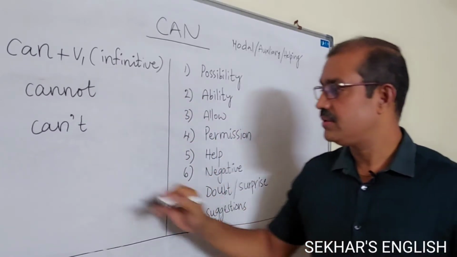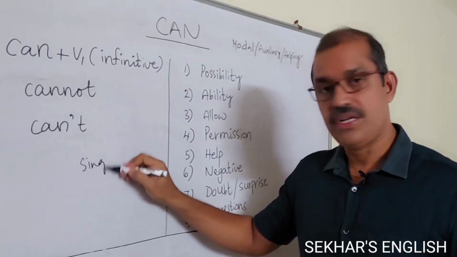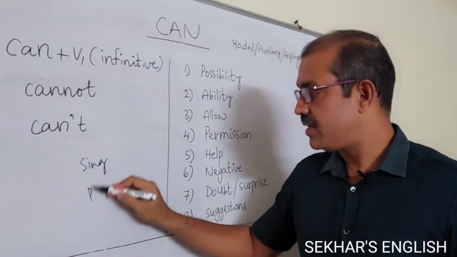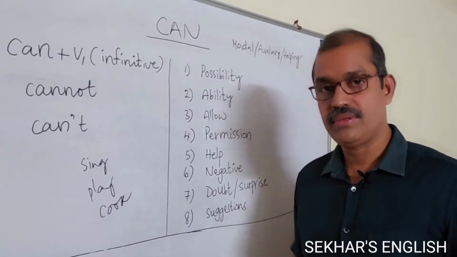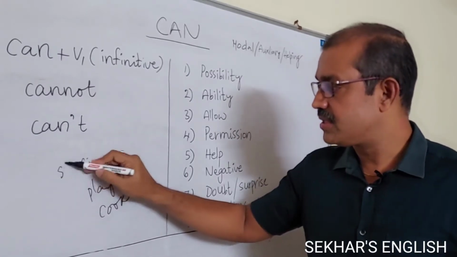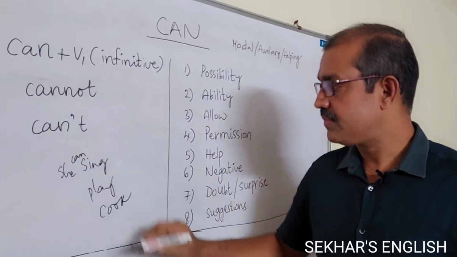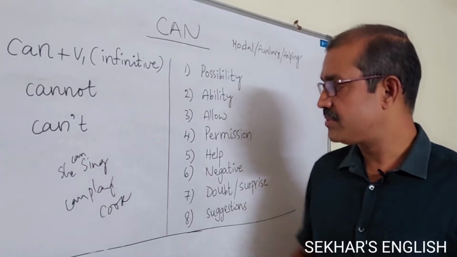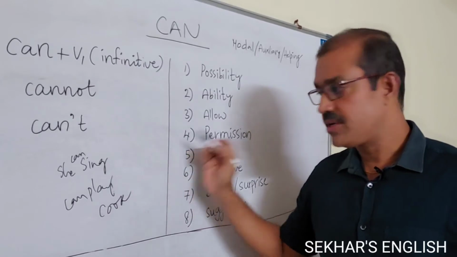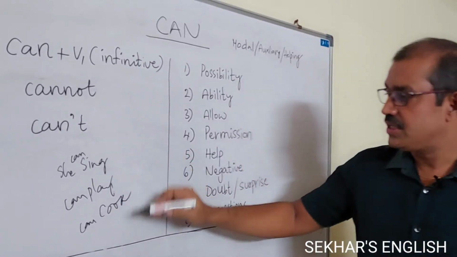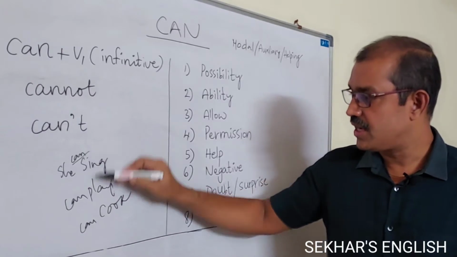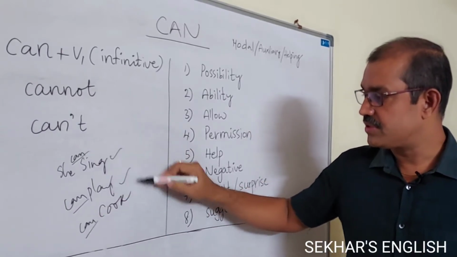For example, sing, it's a V1 form. Play, it's a V1 form. Cook, it's a V1 form, right? She can sing songs. They can play games. They can play cricket. He can cook. So here we can use can with V1 forms.